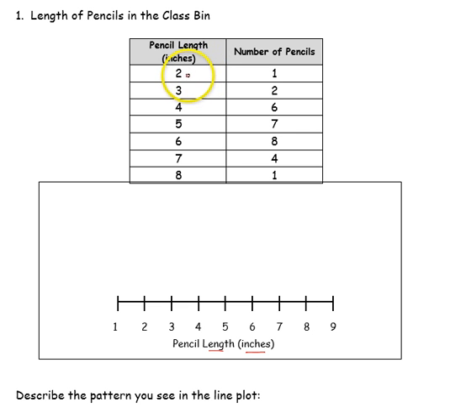For example, if I look on my chart at the 2-inch mark, I see I have one pencil that is 2 inches long. So above the 2-inch point on my number line, I'm going to put one X to represent that pencil. And just put a little check mark here to show that I've done that part of the chart.